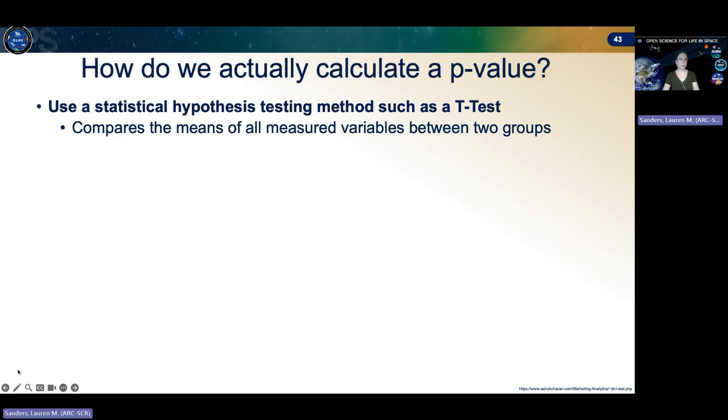So how do we actually calculate a p-value? In order to calculate a p-value, we're going to use a statistical hypothesis testing method, such as a t-test. A t-test compares the means of all measured variables between two groups.